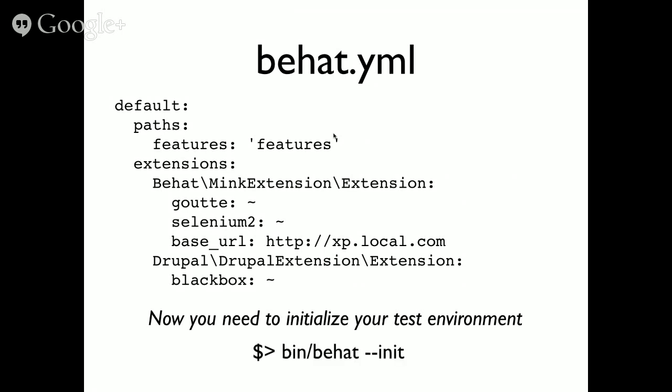Then you'll want to initialize your test environment. You do that with bin/behat --init. This is going to do a couple of things. It'll create the features folder. It will create a FeatureContext.php file, which, if you need to write any custom steps for any of the scenarios and acceptance tests that you have written, is where you're going to put the code for those.